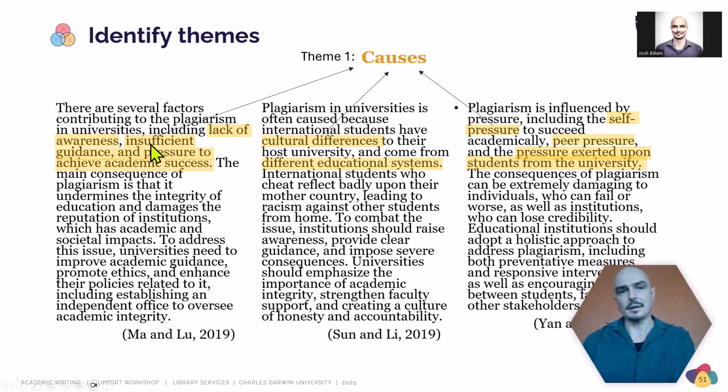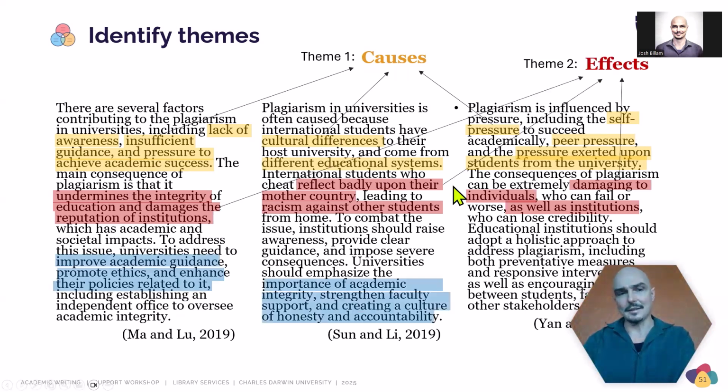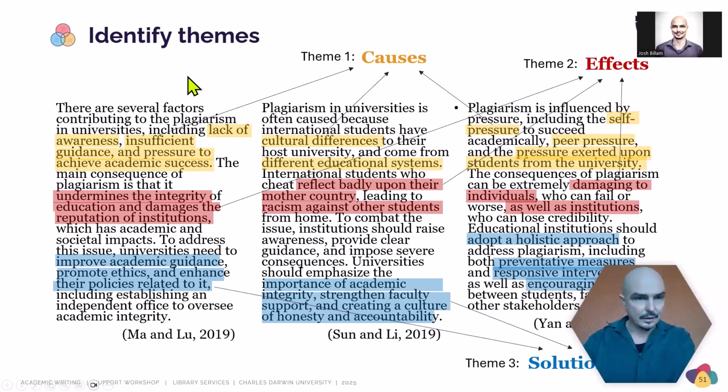Now, what I've done there is just identified a theme. So one of the chapters or one of the paragraphs in my lit review will now be causes. And you can do that for any other ways that the sources relate to each other. This is a very simple example: causes, effects, and solutions of plagiarism. But you might find more themes emerge while you're reading through these sources.